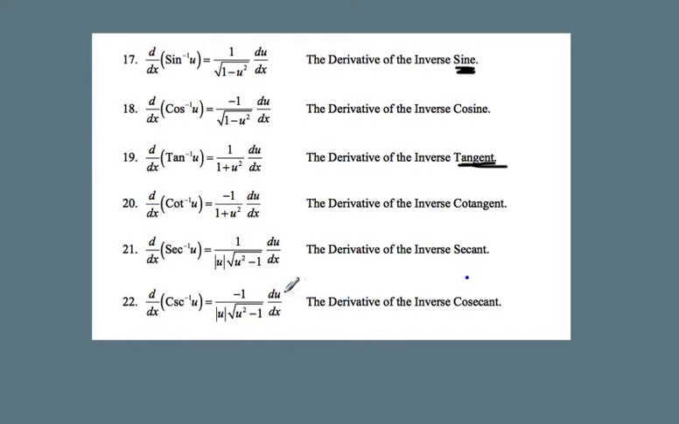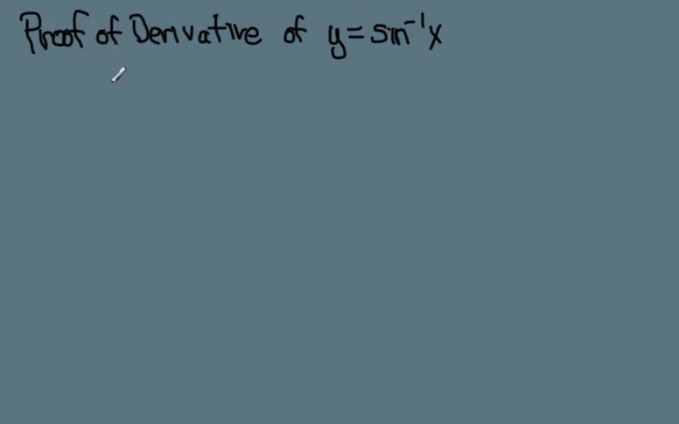Okay, so let's get into a proof of the inverse sine.